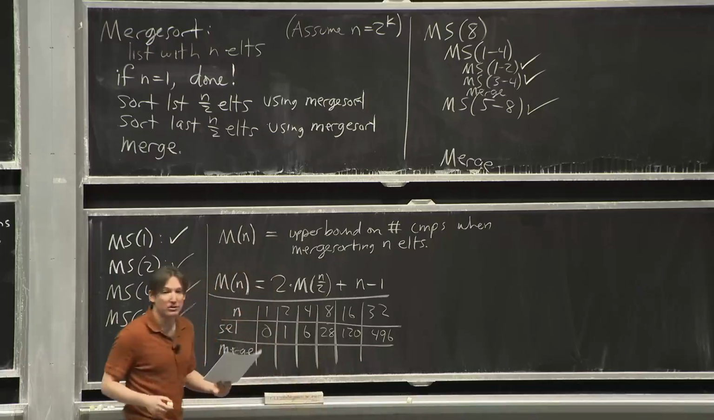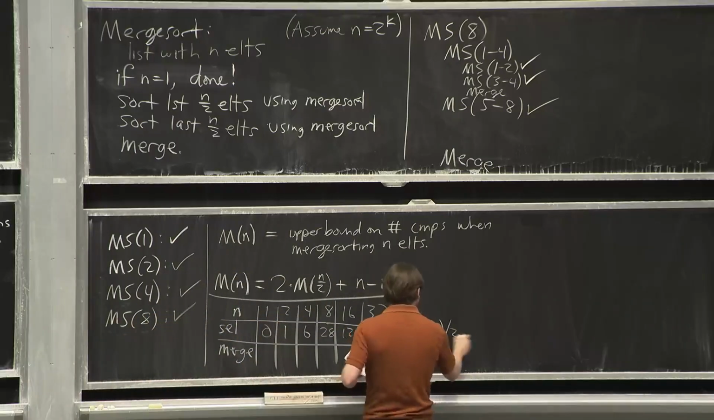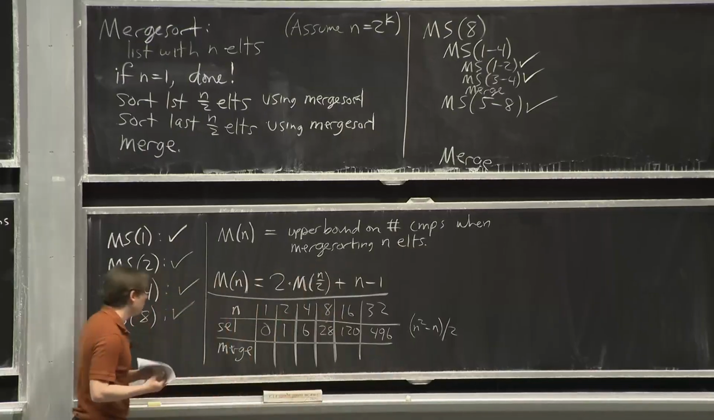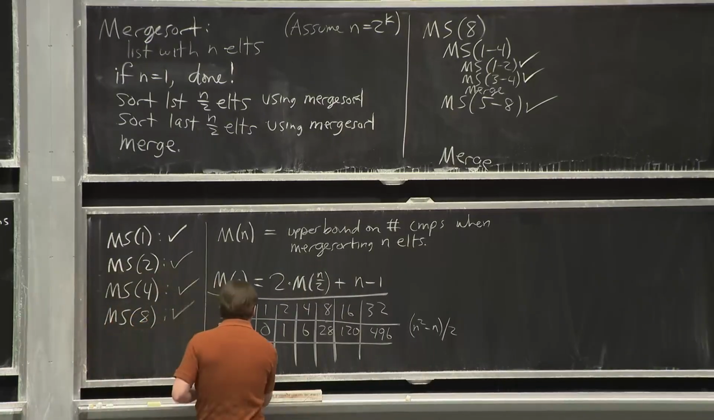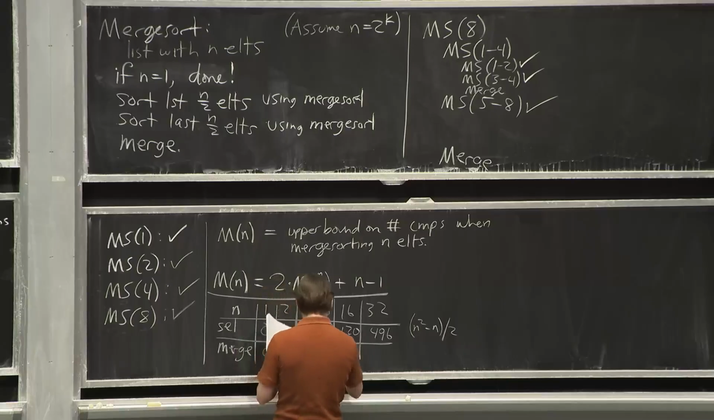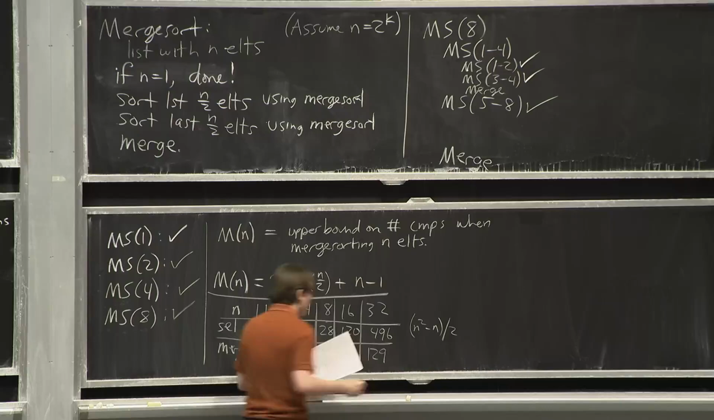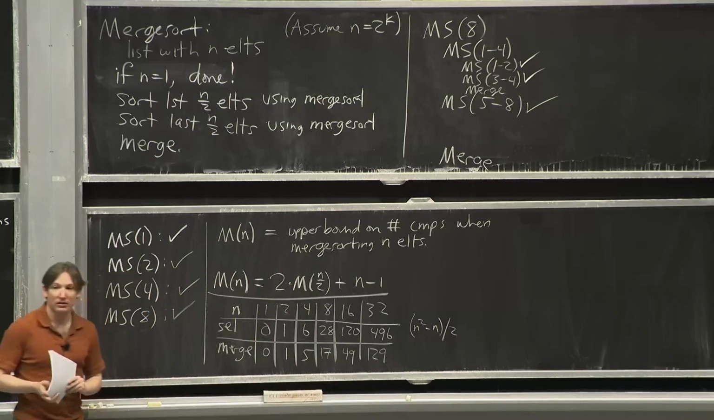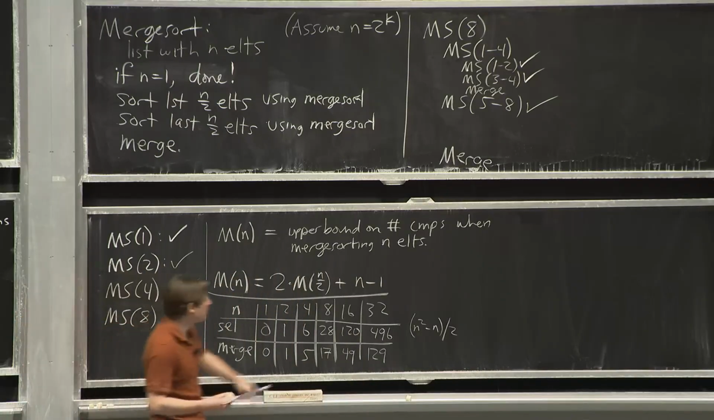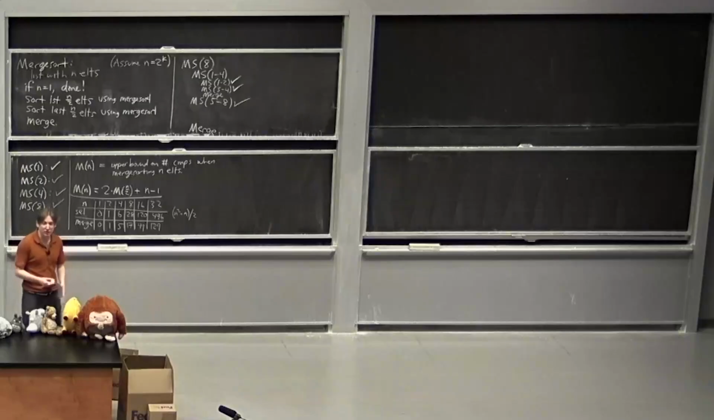And we already know the formula for this. That's n squared minus n divided by 2. For merge sort, we get 0, 1, 5, 17, 49, 129. And we don't know this formula yet. Gratifying to see that it's smaller than selection sort, so this looks like an improvement on our algorithm.